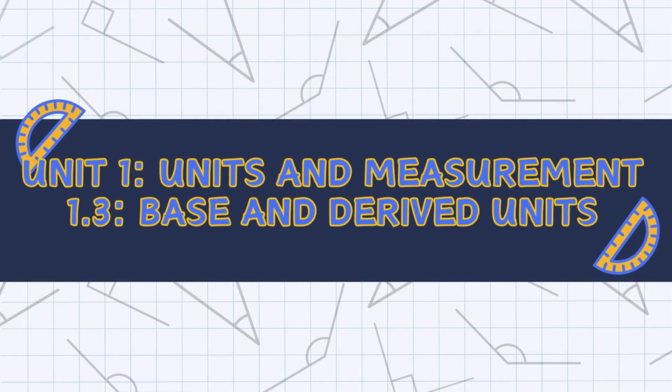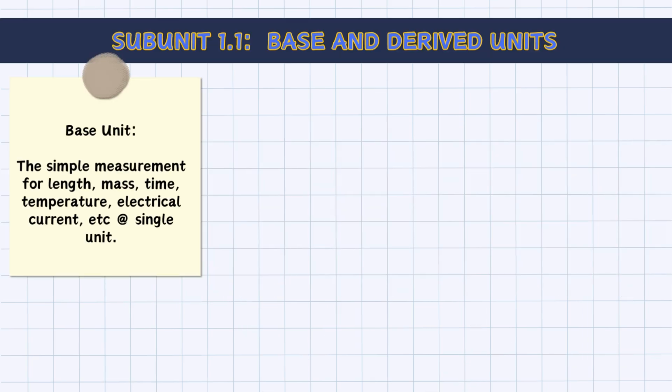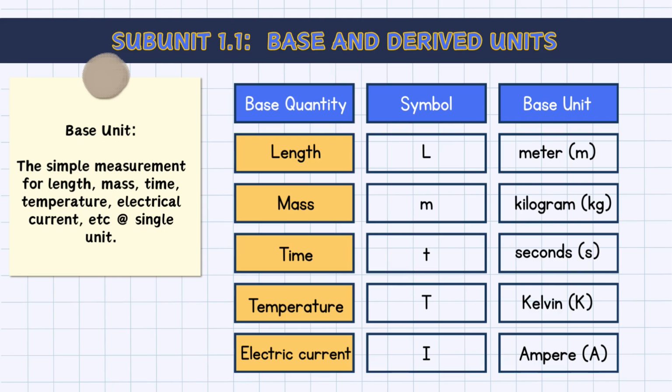Next, subunit 1.3. Let's break down measurements into two categories, base units and derived units. Base units are the basic building blocks of measurement. There are 5 you must know: length in meter, mass in kilogram, time in second, temperature in Kelvin, and electric current in ampere. These are universal and used in all scientific work around the world.